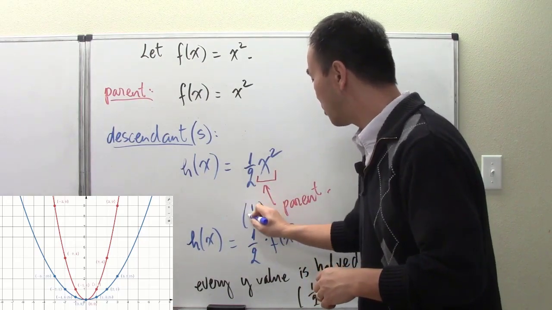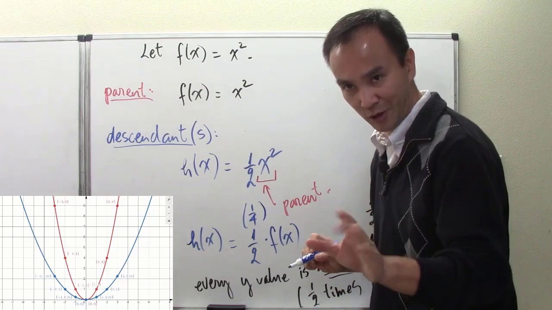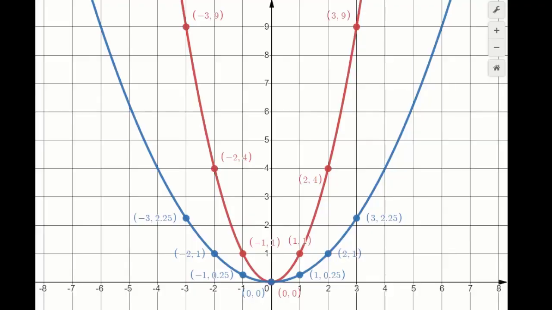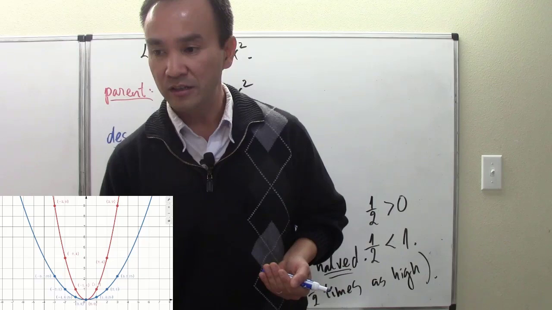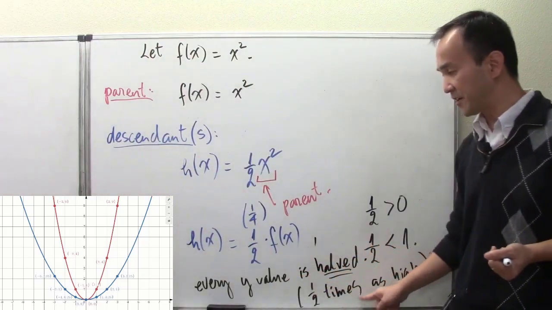If this was a 1/4, then yes, have a close look again. Every y value, so when x equals -1, the y value is 0.25. It's only 1/4 of the original y value on the parent function. If x equals -2, the y value now is 1. It's only 1/4 of the original y value on the parent function. And so now we are more firm with this result that we have confirmed.